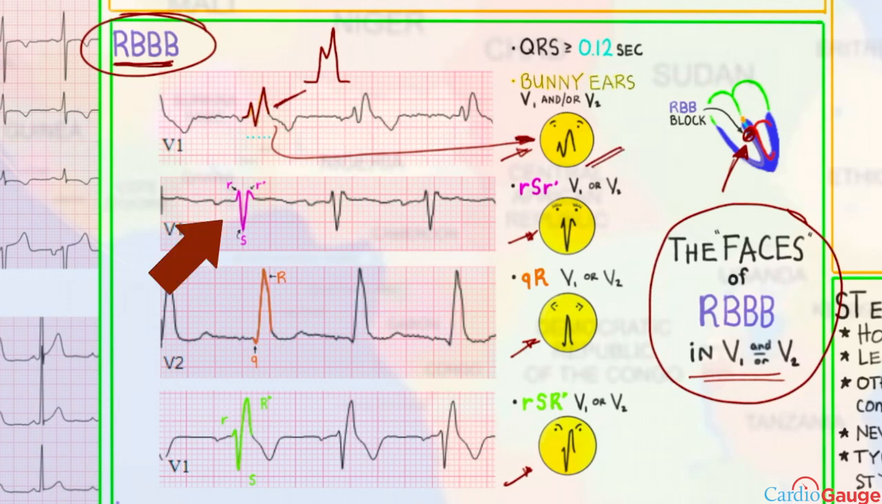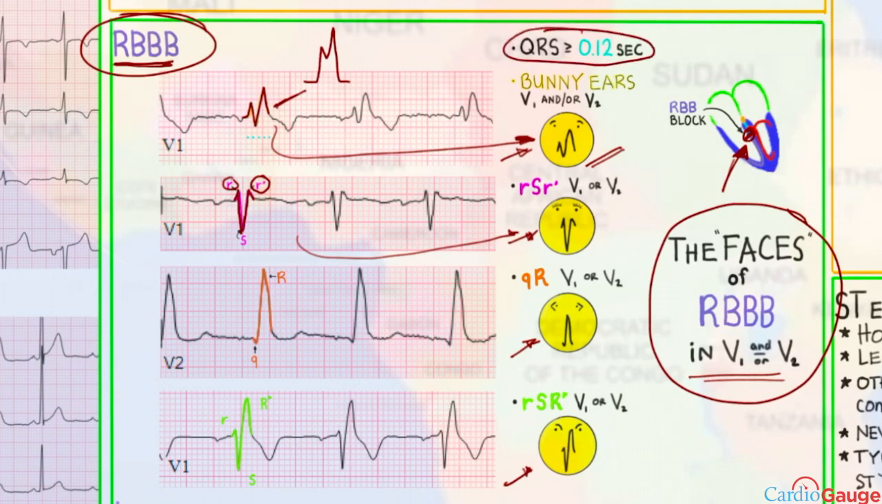It can look like this, where there's a small R wave, a bigger S wave, and then an R prime. R prime is an upstroke of the QRS that happens after an S wave. So that's a right bundle. I should also mention that it's got to be greater than 0.12 seconds. So in this instance, that's 4 little boxes.